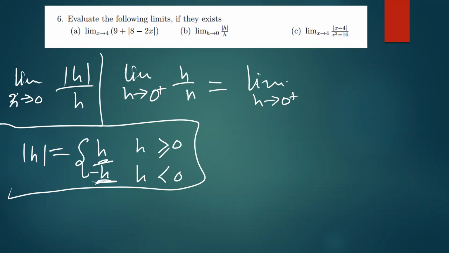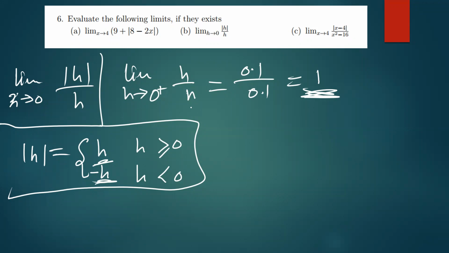Let me just write it here. So we get any number that is slightly bigger than 0. We can even get 0.1. So if we take h as 0.1, we can have 0.1 on top, and then over 0.1, because we have h on top and h down. And this will give us what? 1 as a solution. So this is how you evaluate such kind of a limit.